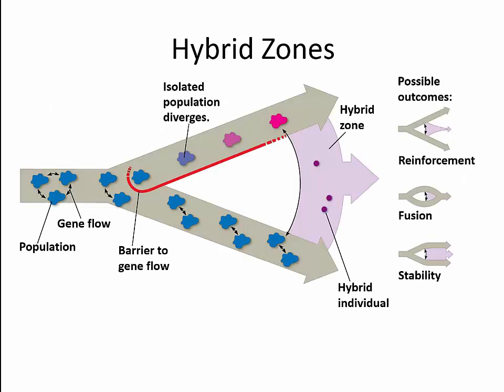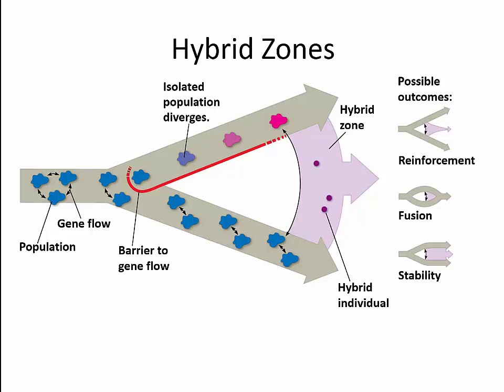You can see on the left-hand side, the population is blue, there's gene flow, and then all of a sudden there's this fork. And the population starts to diverge. So the isolated population is diverging and it's becoming a different color. It's becoming pink, whereas the original population continues to become blue. But suddenly there's a hybrid zone, and these two are starting to breed with each other. So what are the possible outcomes?